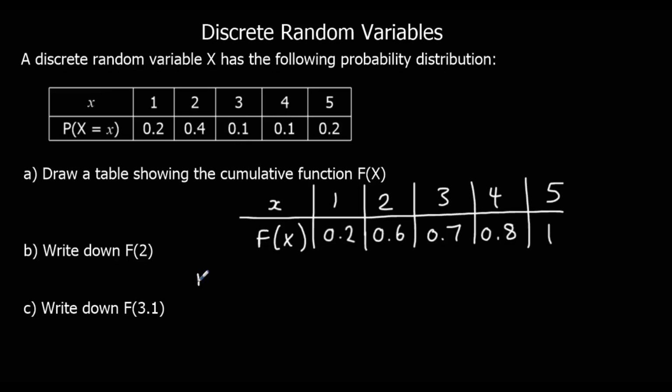Write down F of 2, everything up to and including 2. That's 0.6. And everything up to and including 3.1. So it's those ones, which is 0.7.